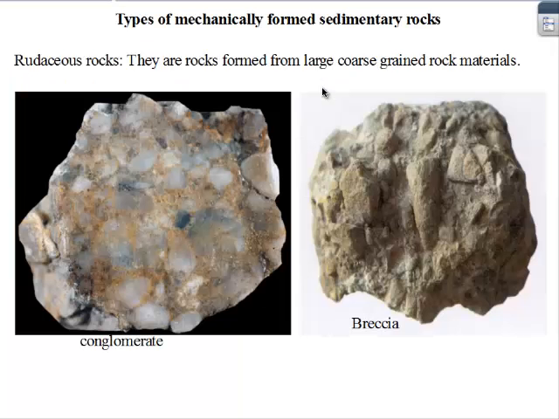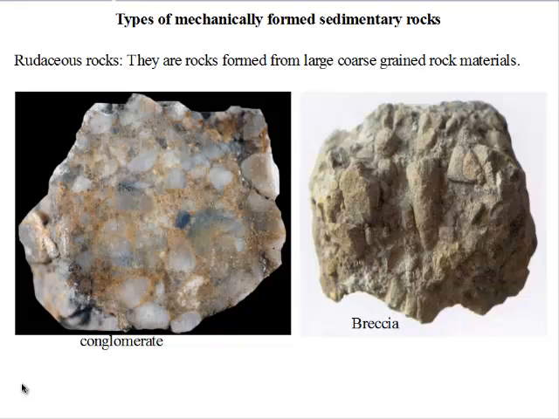Now, the types of mechanically formed sedimentary rocks. Mechanically formed sedimentary rocks are subdivided into two, which include: one, rudaceous rocks. When we talk about rudaceous rocks, they are rocks formed from large, coarse grain rock materials. That means rudaceous rocks are mechanically formed sedimentary rocks that have rough surfaces.